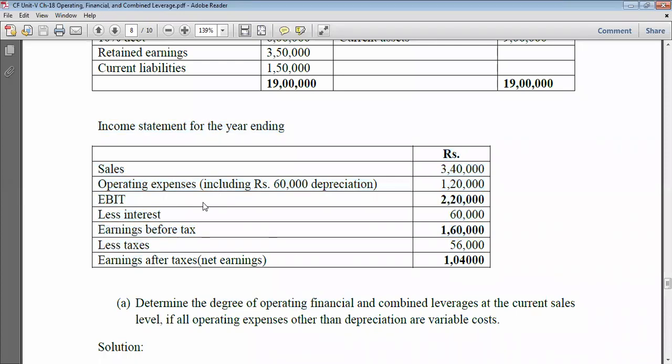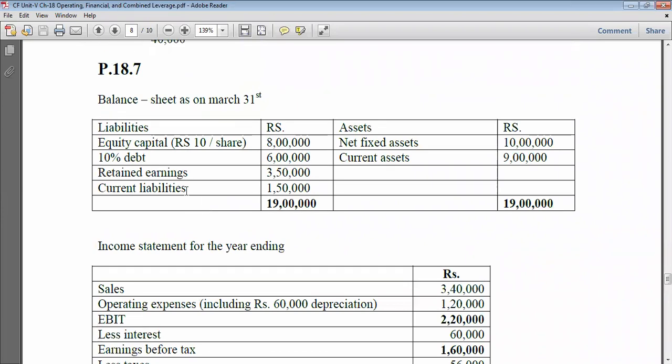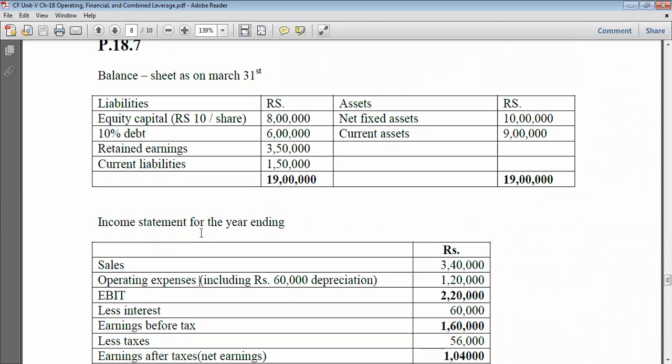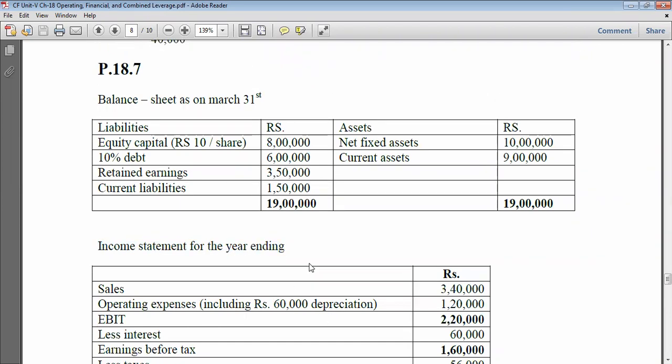But in this problem, the teacher is very kind, it looks like. The income statement is also readily given in the problem itself. So this should be easier compared to the previous problem. So let's go ahead with the problem.